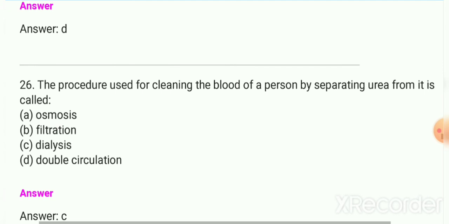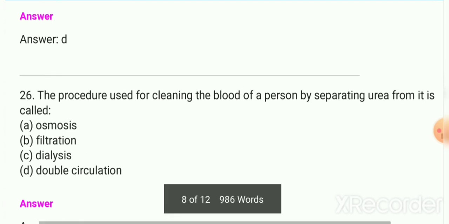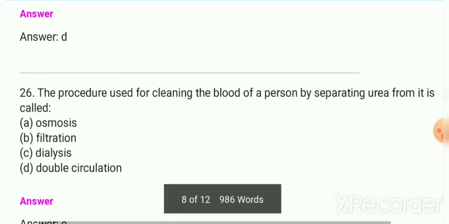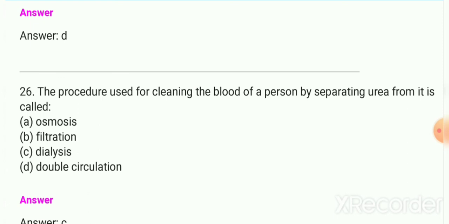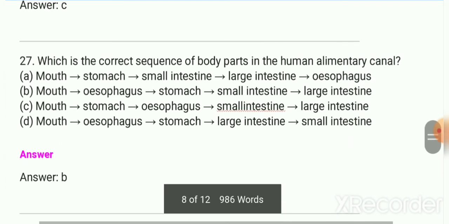Next question. The procedure used for cleaning the blood of a person by separating urea from it is called dialysis. It is a common term. We can use it in our daily life. So the procedure used for cleaning the blood of a person by separating urea from it is called dialysis. Option C will be correct.